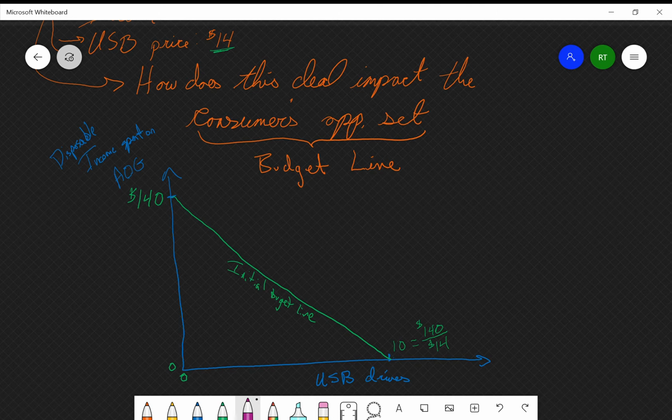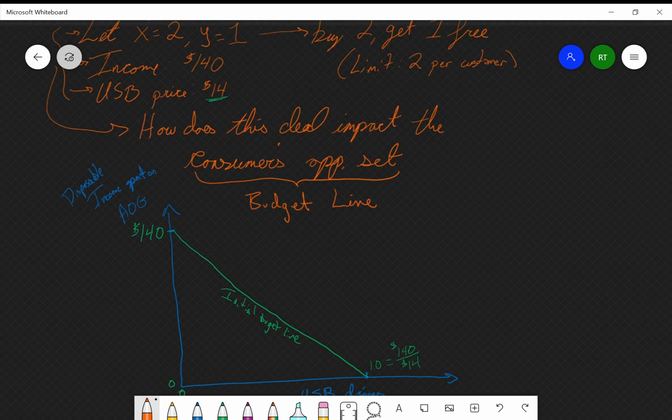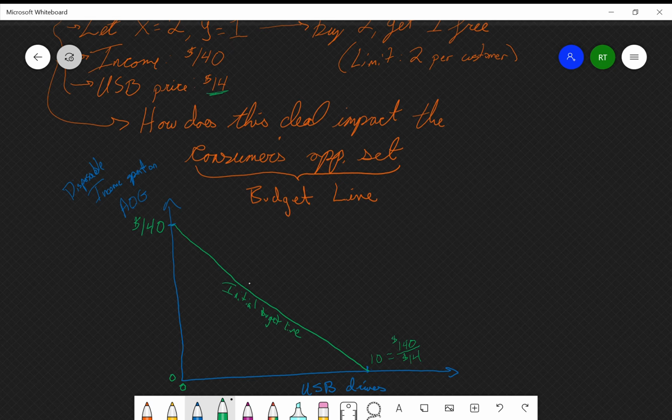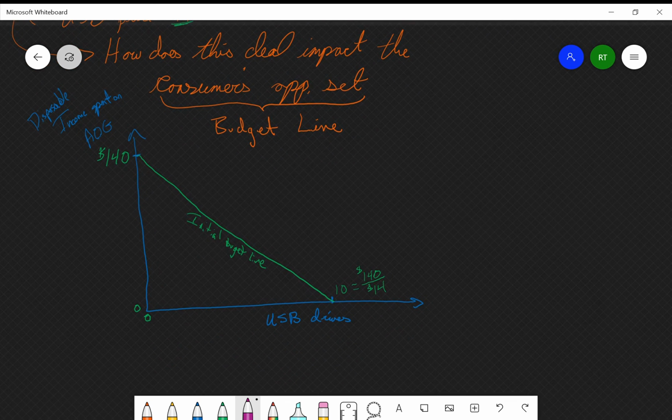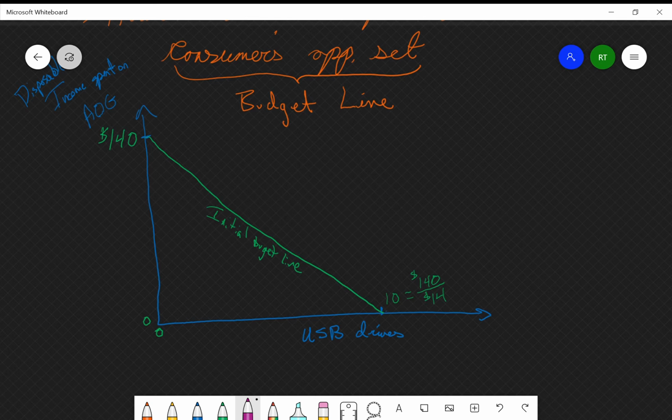But then we're asked to show the impact on the budget line, or the consumer's opportunity set, of a buy 2 get 1 free. There's also some important information we're told here: there's a limit. Always got to read the fine print, right? Limit 2 per customer. So if it's a limit of 2 per customer, how many times are they going to be able to take advantage of that deal? Since it's buy 2 get 1 free, they're going to be able to take advantage of it twice.